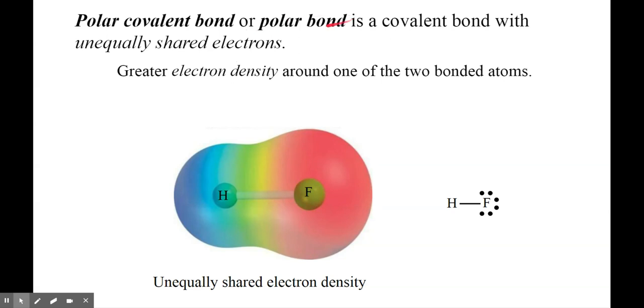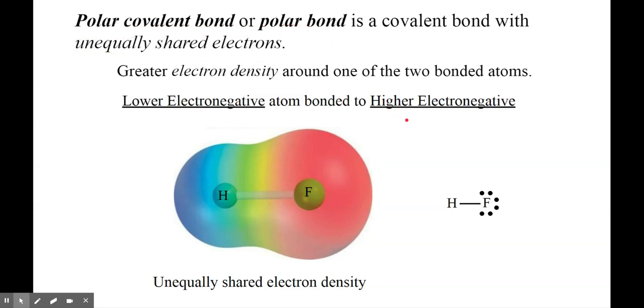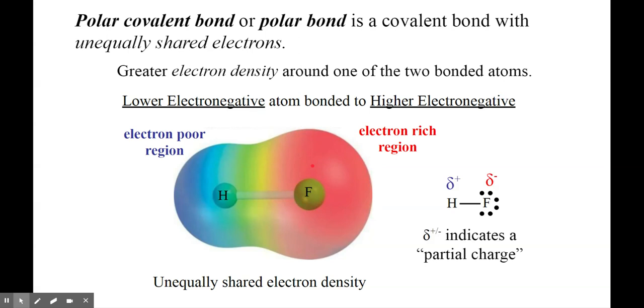In short, a polar bond is when you have unequally shared electrons. When you have two elements, one with higher electronegativity like fluorine and one with lower like hydrogen, the fluorine is pulling more electron density towards itself, and it's going to act like it has what we call a partial negative charge. So it is electron rich, even though neither of them is technically charged. HF is a neutral molecule.